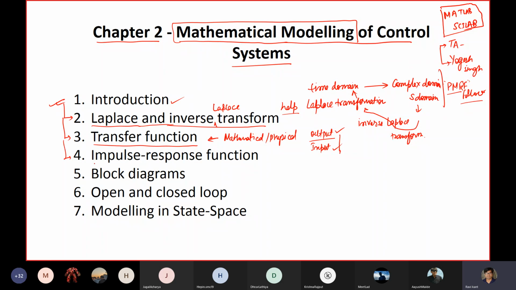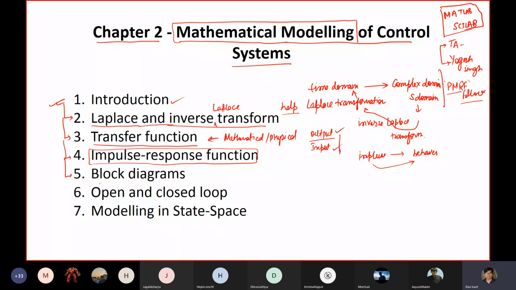We'll also look into the impulse response of any physical system. Impulse response is a very intrinsic way to analyze any physical system: you apply an impulse and see how it behaves. This is also a widely used technique to analyze all sorts of physical systems that we look into.